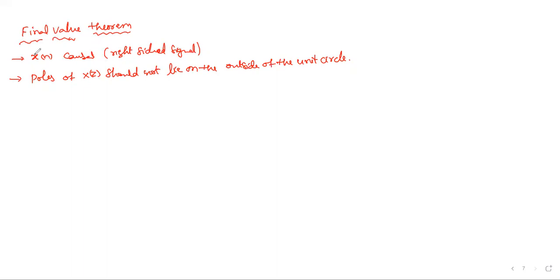So now, final value theorem means we need to find x of infinity. For this, the unit circle will play a major role. What is the unit circle radius? 1. So here, limit z tending to 1, z minus 1 into x of z. This is a very important notation.